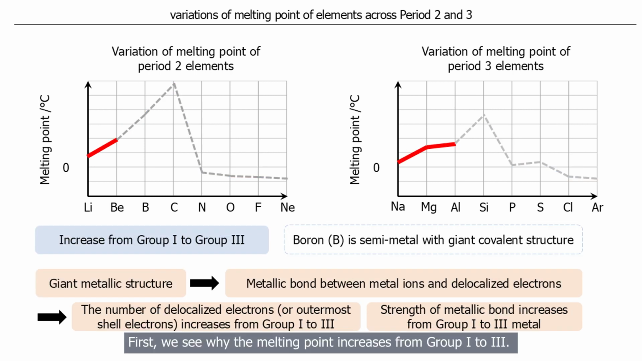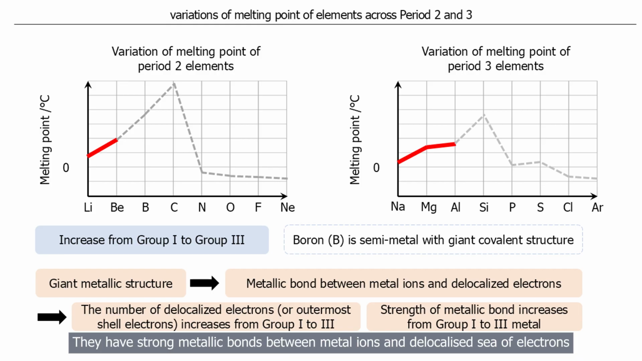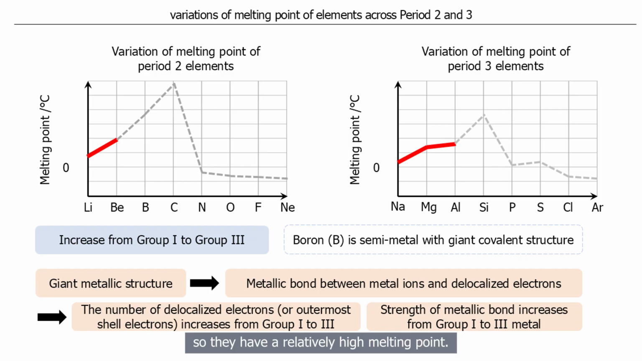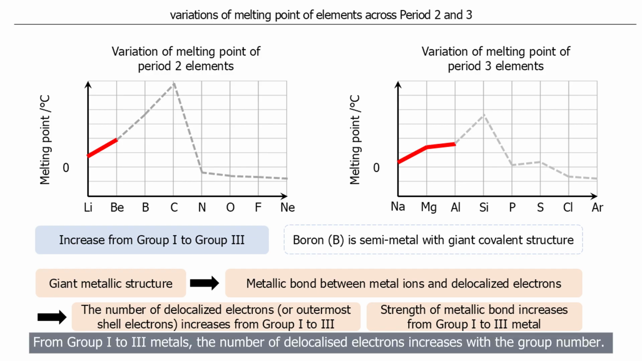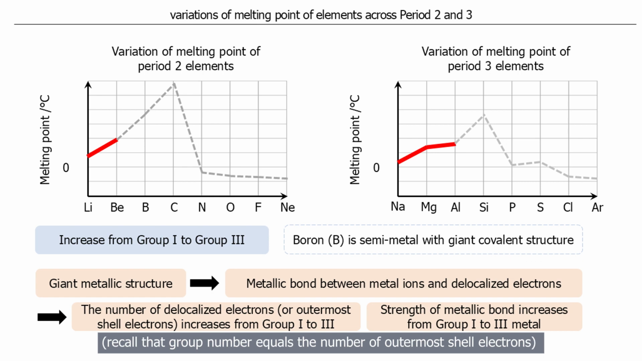First, we see why the melting point increases from group 1 to 3. Elements from group 1 to 3 are metals with giant metallic structures, except boron is a semi-metal with a giant covalent structure. They have strong metallic bonds between metal ions and delocalized sea of electrons, so they have a relatively high melting point. From group 1 to group 3 metals, the number of delocalized electrons increases with the group number. Recall that group number equals the number of outermost shell electrons.